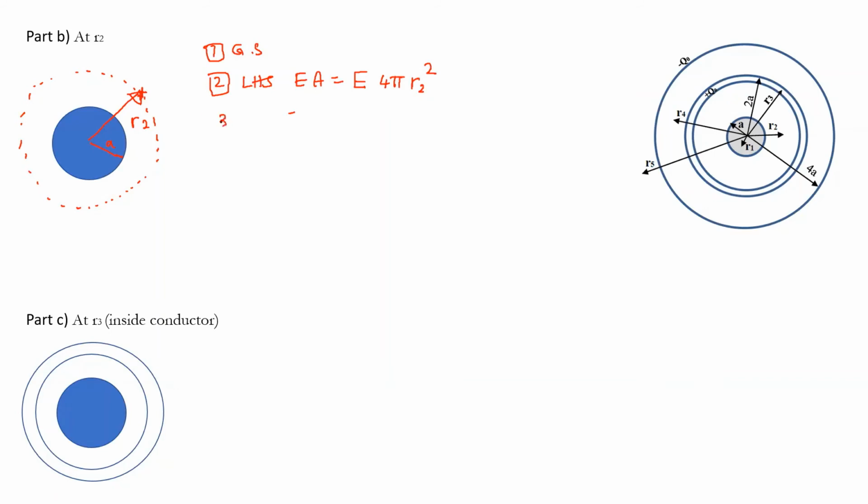Third step. So this happens quickly. That is good. So right hand side. Specifically, we need to figure out the Q enclosed, right? So what is Q enclosed in this one?